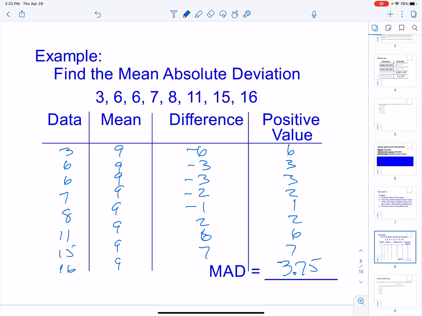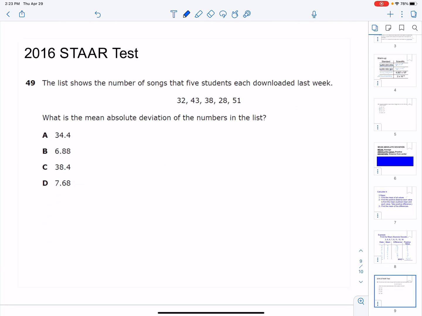Again, why do we have to do this? Well, because you get questions like this on the STAAR test. Over the last several years, there's been at least one question over mean absolute deviation. Okay, so when you look at these numbers right here, you know the mean's got to be somewhere around 40. Looking at the smallest number being 28 and the biggest number being 51, you're going to get an average somewhere around 40.